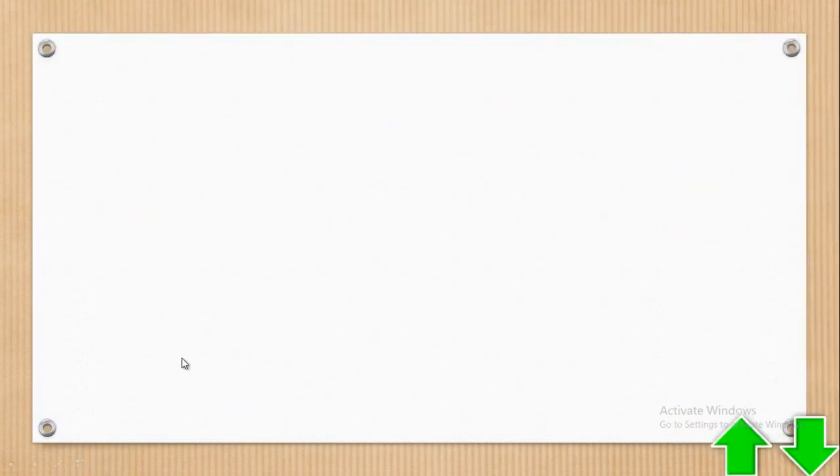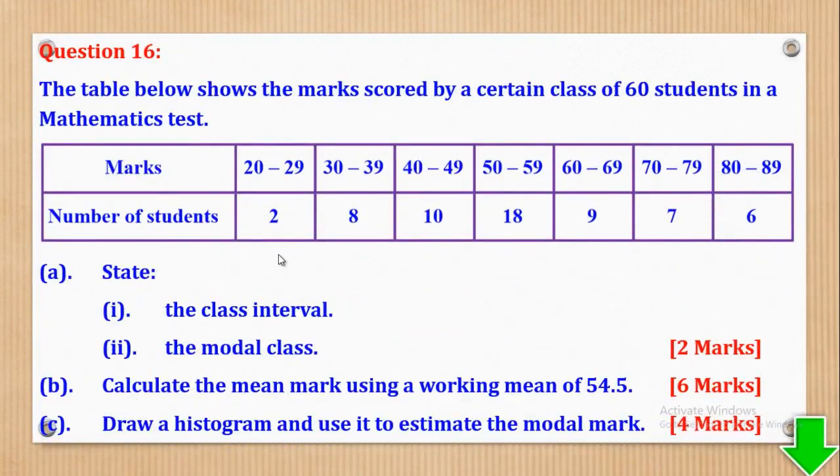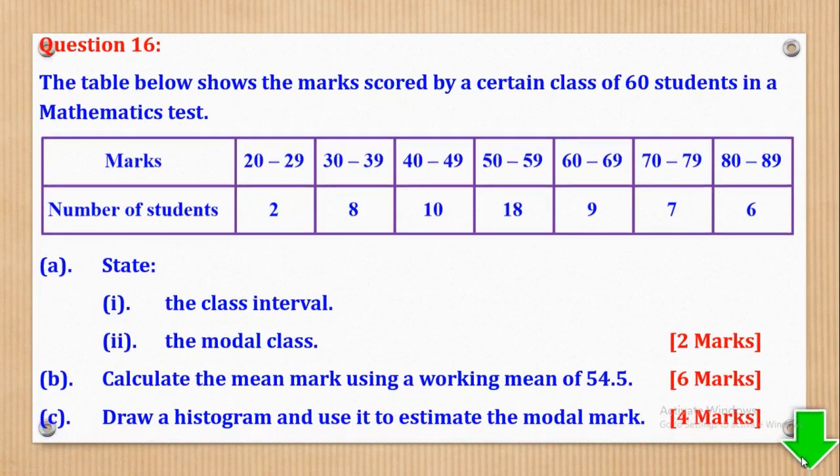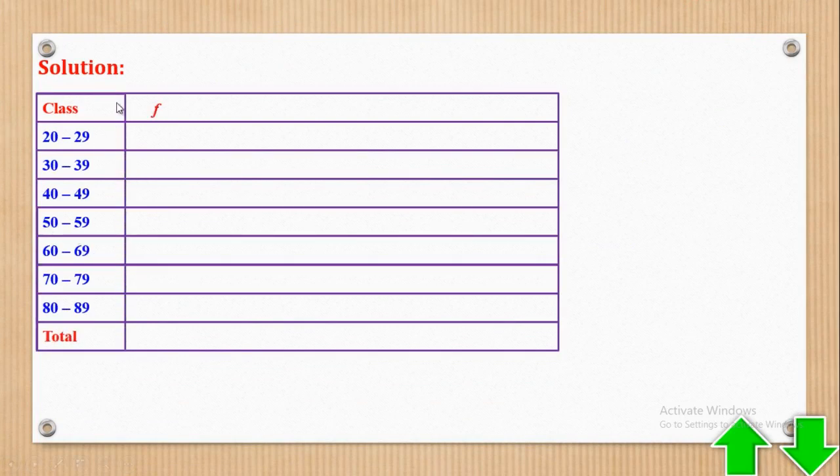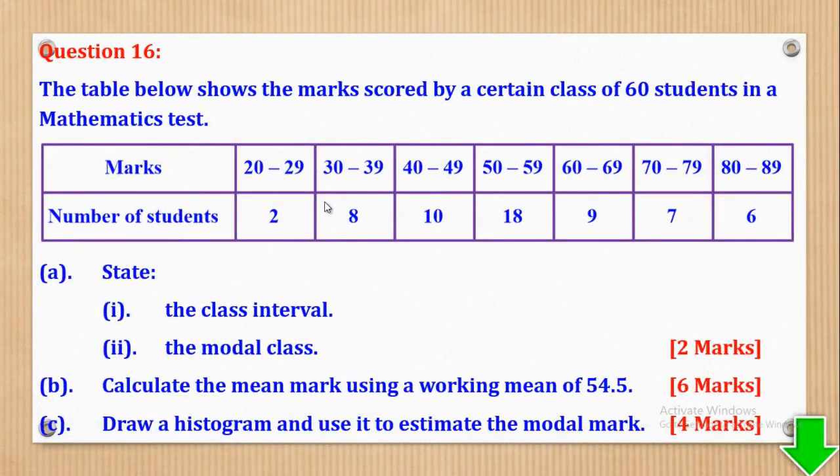So before anything, we are going to first tabulate our values. We shall begin with the class. These are the classes which we are going to feed in, so we shall come here and feed in those classes. So next is F. This F means frequency. Now the frequencies are these values for the number of students. So we shall also fill in those frequencies.